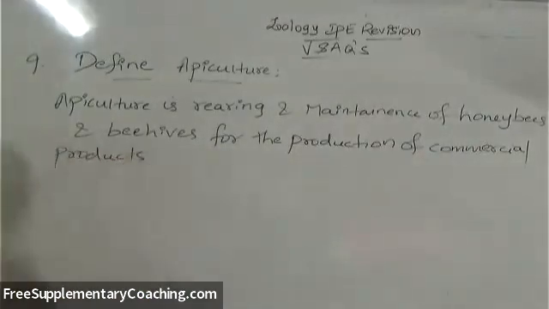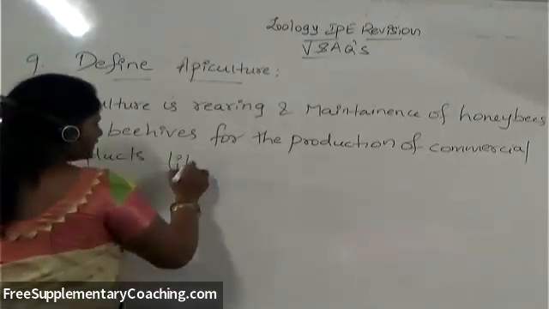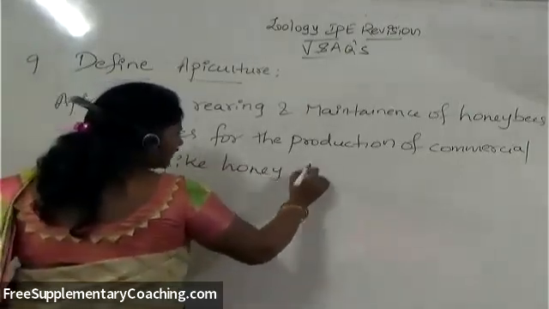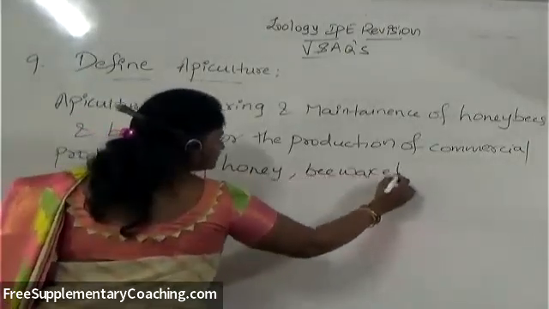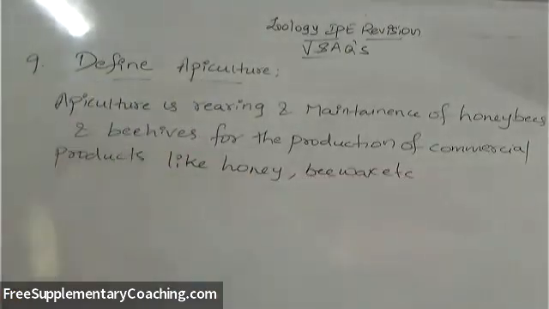Already in the SAQ also we have learned the economic importance of honeybees. There I told you different commercial products which we get from honeybees. Like honey, bee wax, propolis. And you know that honeybees act as main pollinators. Even the honeybee venom is used in the treatment of arthritis and joint pains, I told you, right? So apiculture is the process of rearing and maintenance of honeybees and beehives for the production of commercial products like honey, bee wax, etc.